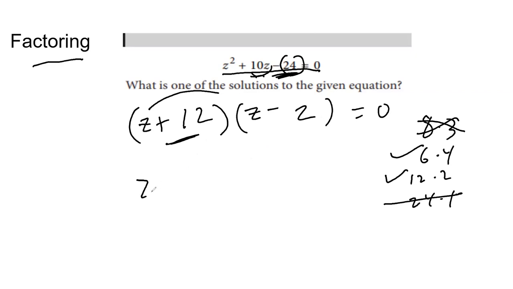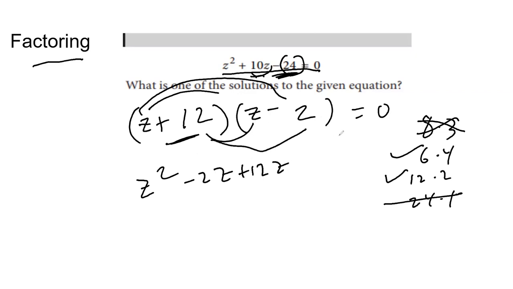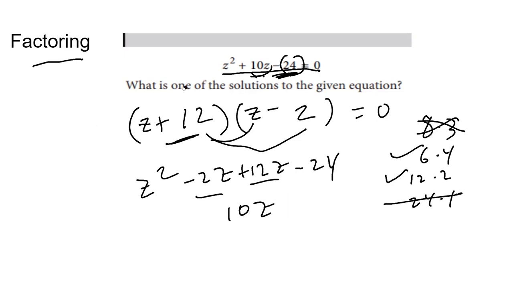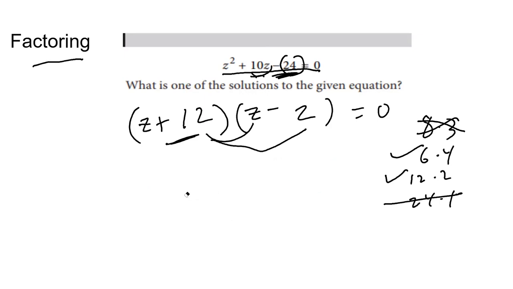z times z is z squared. z times negative 2 is negative 2z. 12 times z is 12z. 12 times negative 2 is minus 24. All right, negative 2z and 12z gives you that 10z. So that's what we wanted there. All right, now let's actually answer the question now that we have the factoring done.